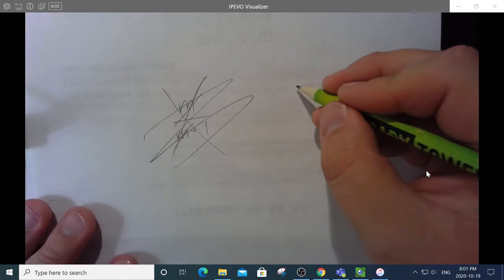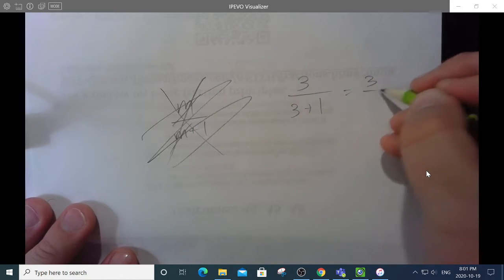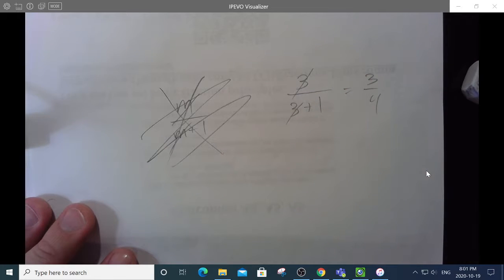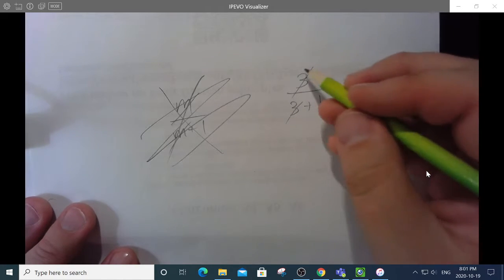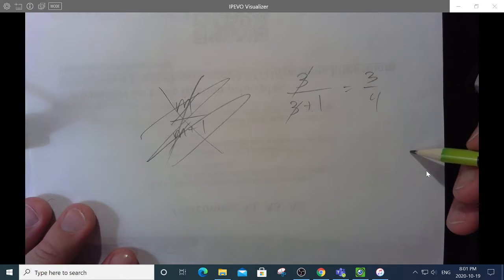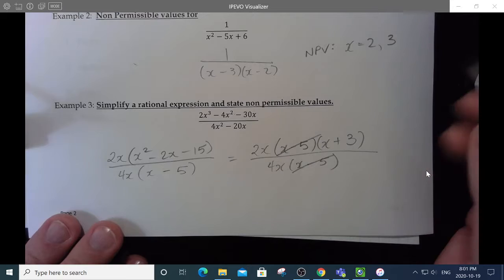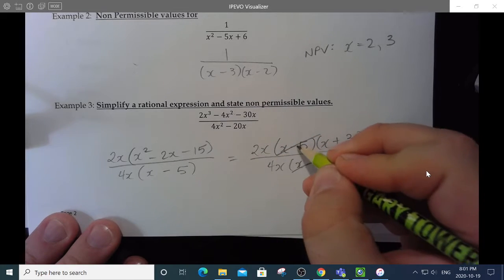Think about it. If you had 3 over 3 plus 1, which is clearly 3 quarters, can you just cancel those 3's and say, oh, so it's 1 over 2? Is a half equal to 3 over 4? No. You can only cancel factors. You cannot cancel terms. So this is 2 times x times x minus 5.